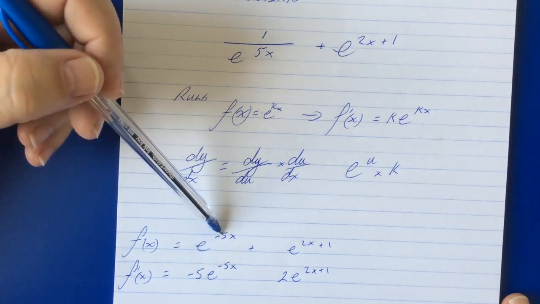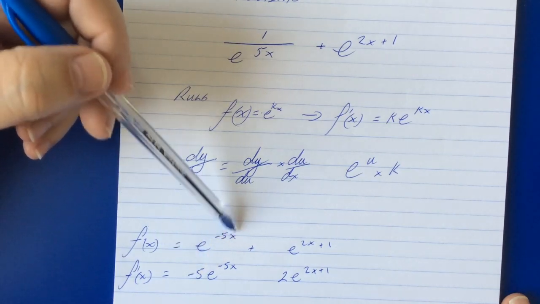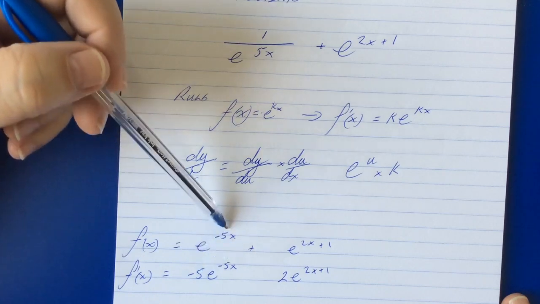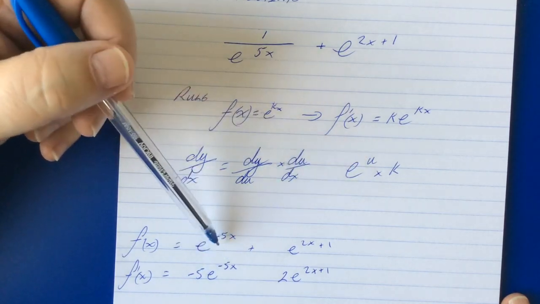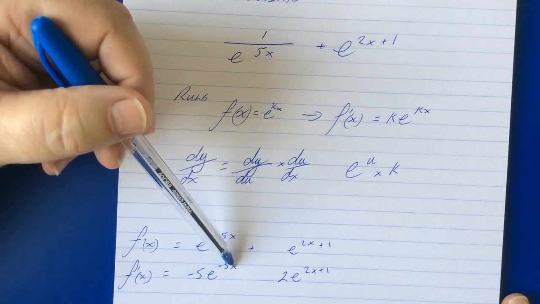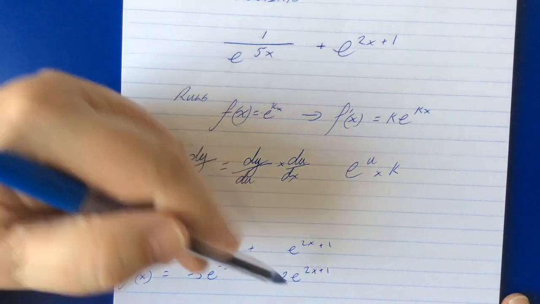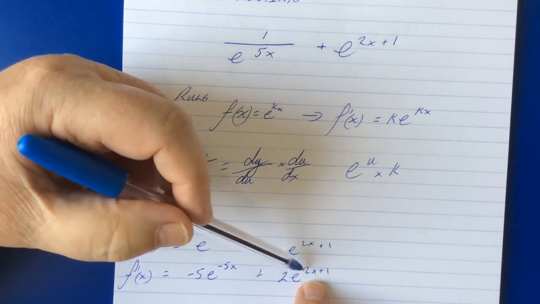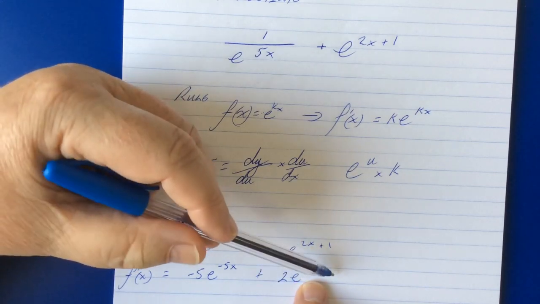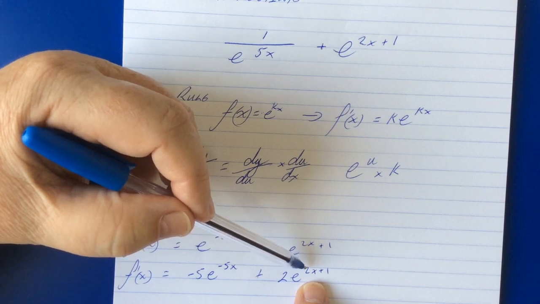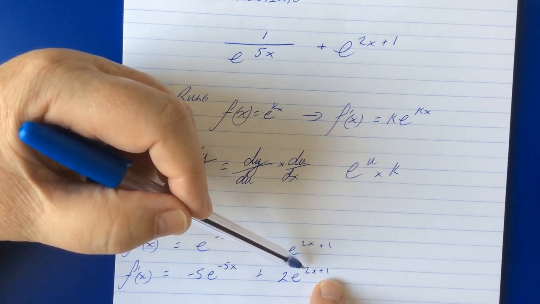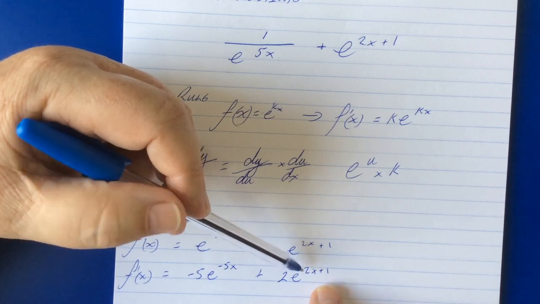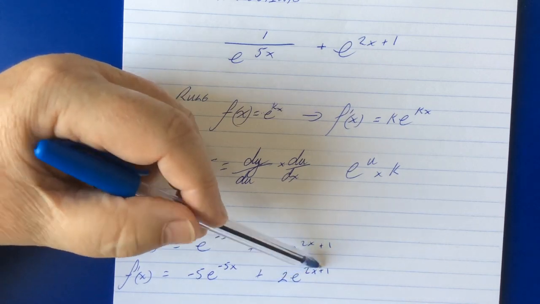We get negative 5, the differential of this, times e to the u, we've named this u, and so it is negative 5e to the negative 5x. Over here we get 2, which is the differential of this expression here. That's one way of looking at it, and I'll come back to how I deal with that. So it's 2e to the 2x plus 1.